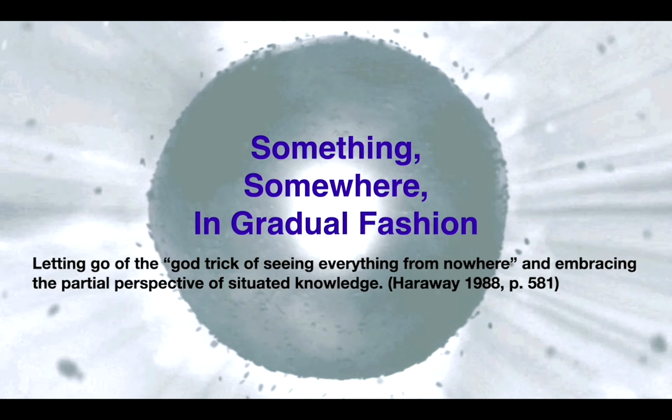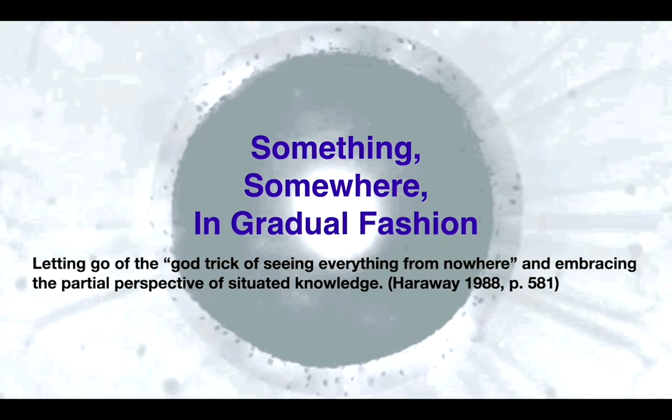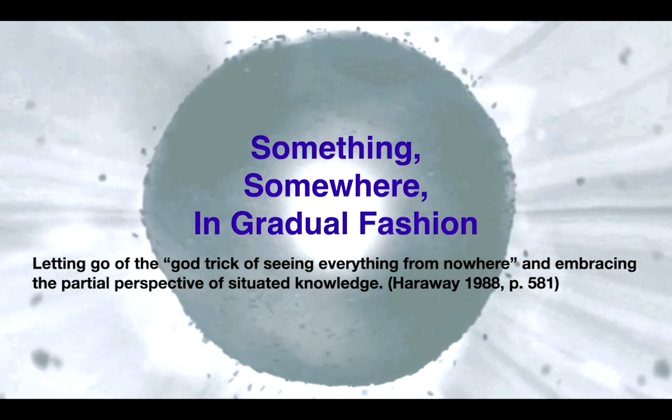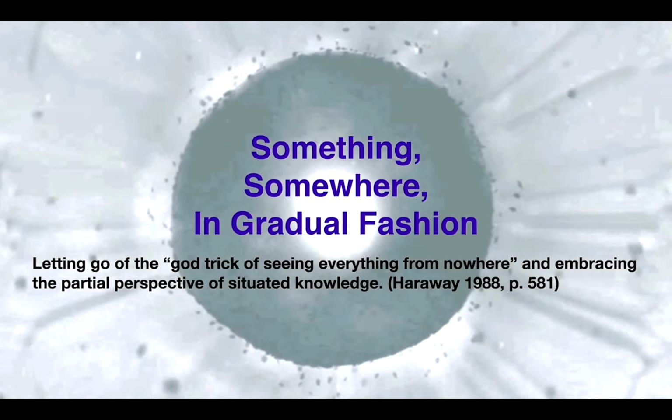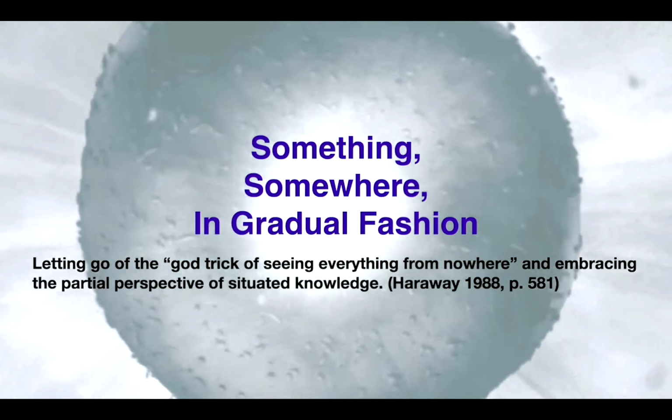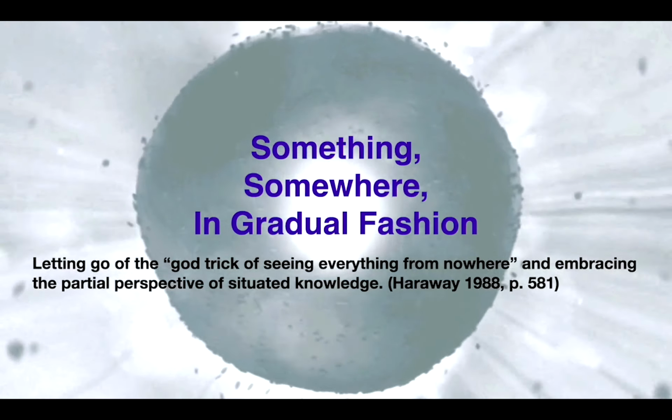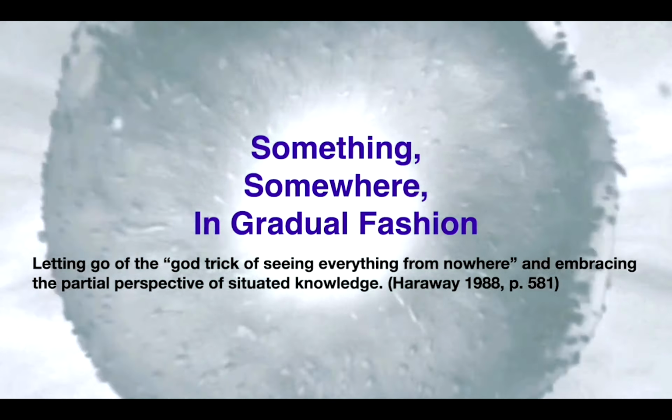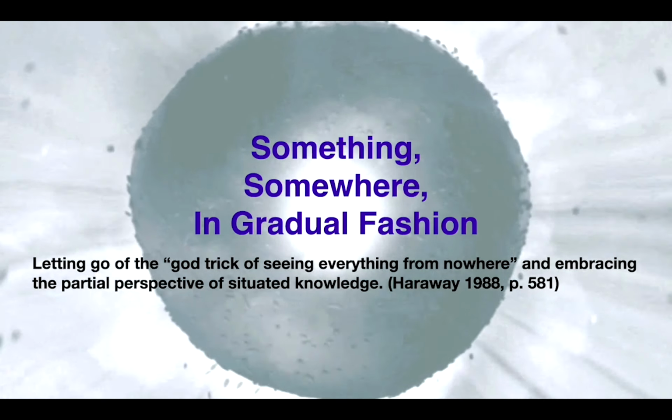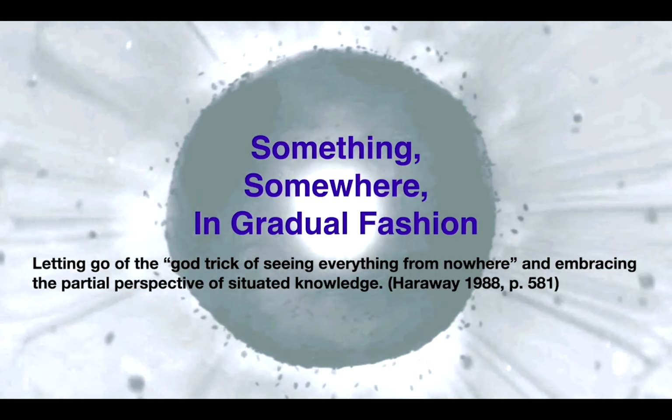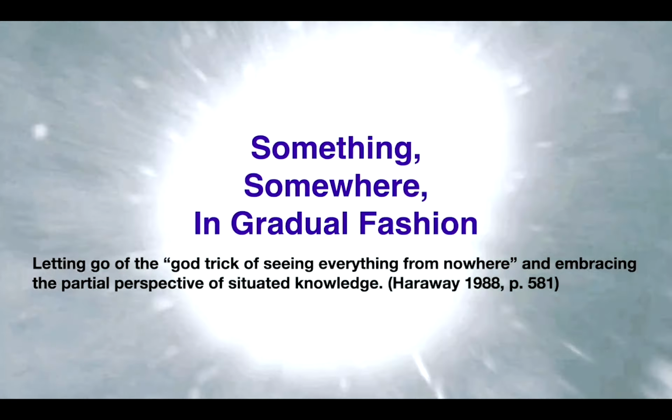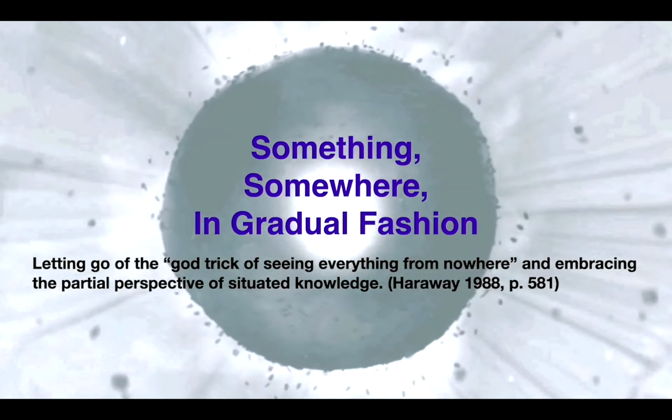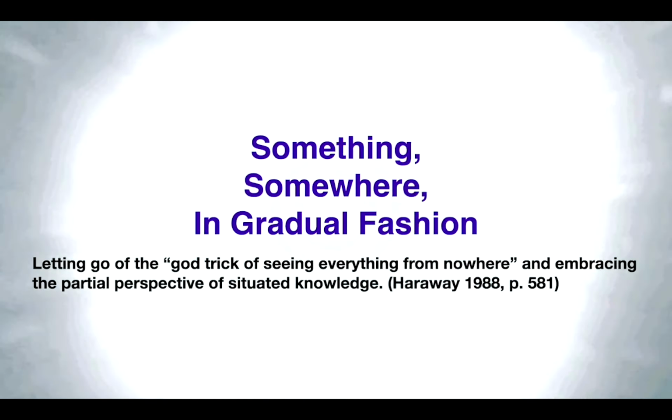And rather than that sort of view of the totality, I want to borrow from a popular movie as of late, Everything, Everywhere, All at Once. I want to twist that into something somewhere in a gradual fashion. And I want to do this by drawing on Donna Haraway's idea that we need to relinquish notions of objectivity that are bound up in what she calls the God trick, this idea of seeing everything from nowhere, the view from nowhere. Rather, we need to be practicing something more like a partial perspective of situated knowledge. And so I'll turn it back over to you for the end here.